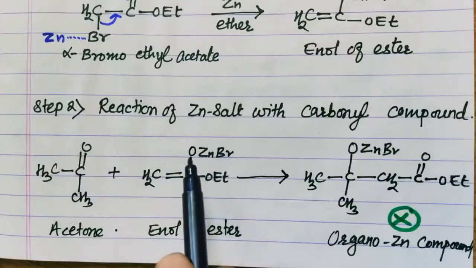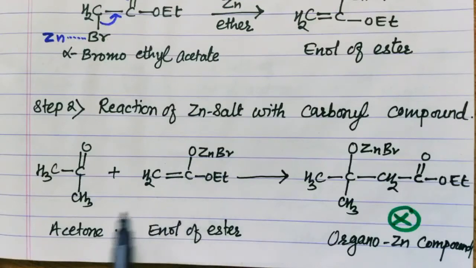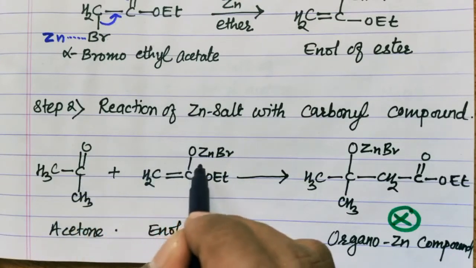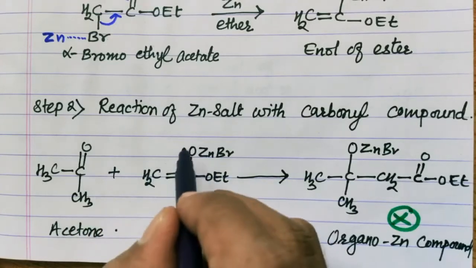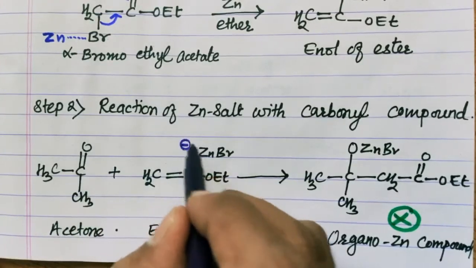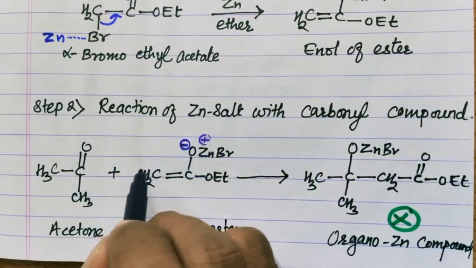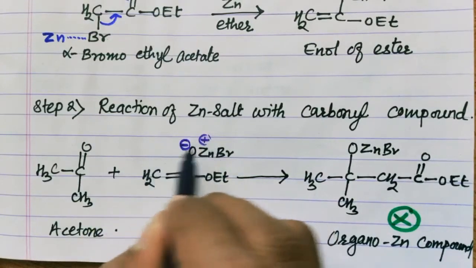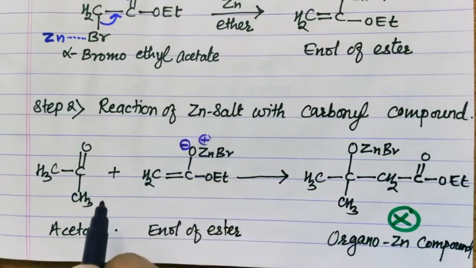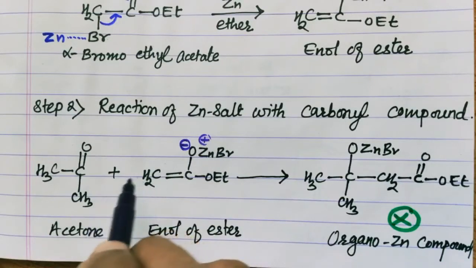So the resultant enol ester is reacted with the carbonyl compound. We have taken here acetone. Now how this enol reacted with this acetone? So when this particular zinc enolate or enol of ester, we have a negative charge on oxygen and positive charge on Zn. So that's the zinc bromide. That's the counterpart of this negatively charged species, enolate.